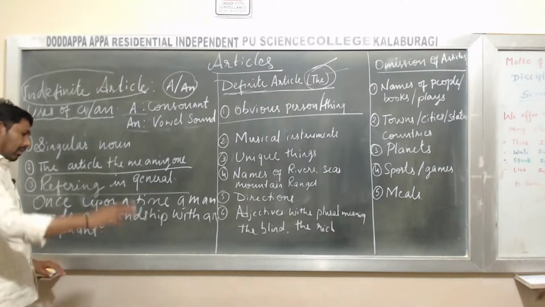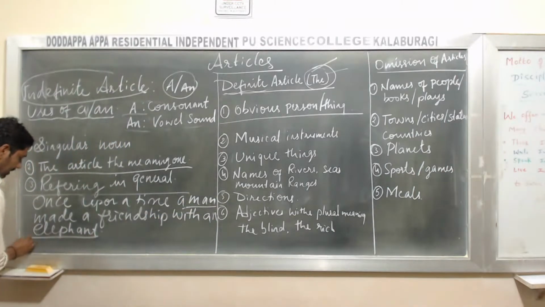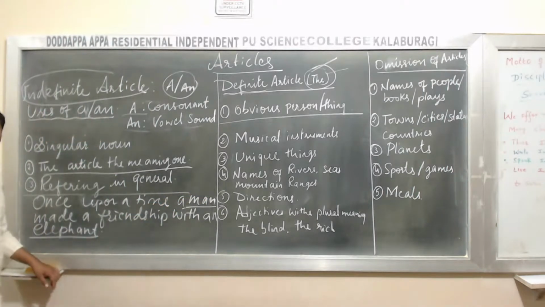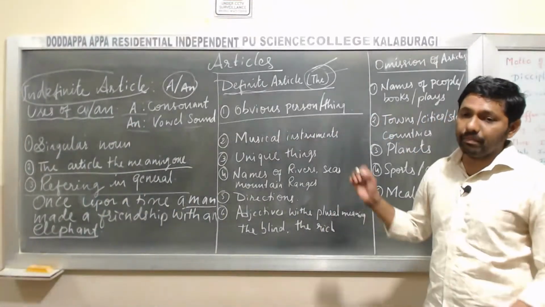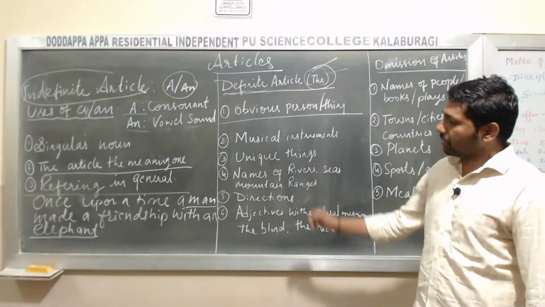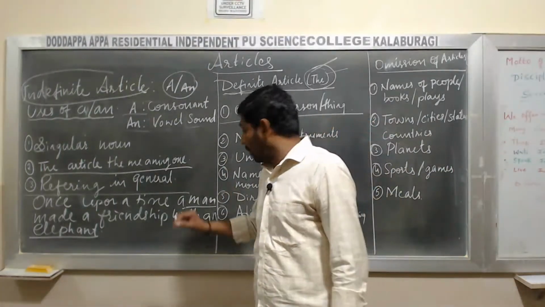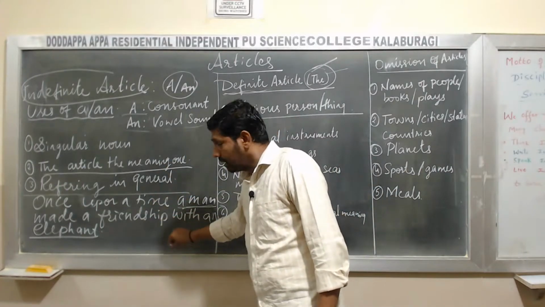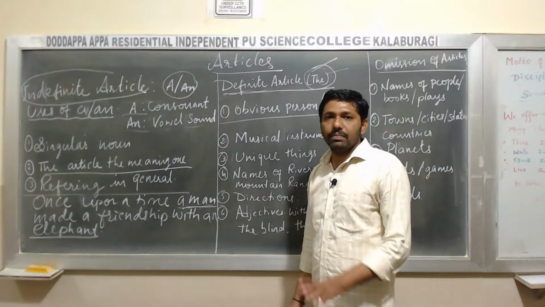So here we have two singular nouns. One is a man, and the second one is an elephant. When you say "once upon a time, a man," it is not specific; you are talking in general. But when you are referring to the same person for the second time, we have to compulsorily use "the". It means you are specifying this person.